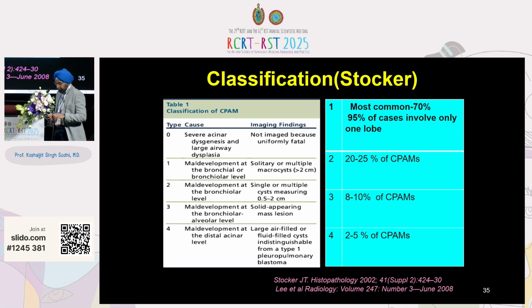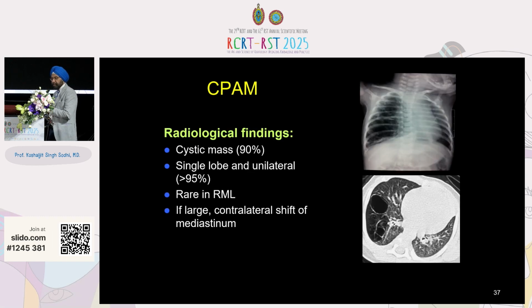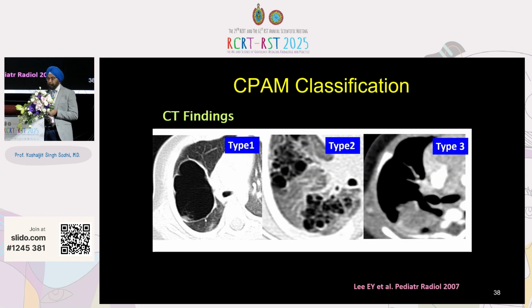So ranging from 0, 1, 2, 3, 4, I'm going to show you some examples as we go by. So most common is the type 1, in which you see large air-filled cystic spaces. So these typically come with respiratory distress after birth, and the radiological findings, as you can see on this one, can be a cystic or hyperlucent lung on a chest X-ray, but multiple large air-filled cysts seen in a single lobe and unilateral more commonly.